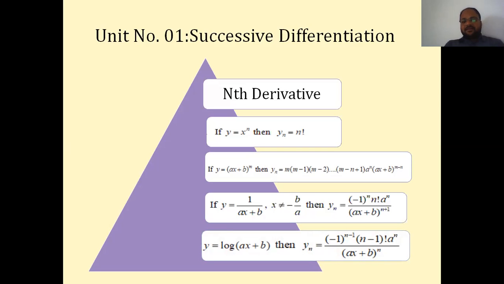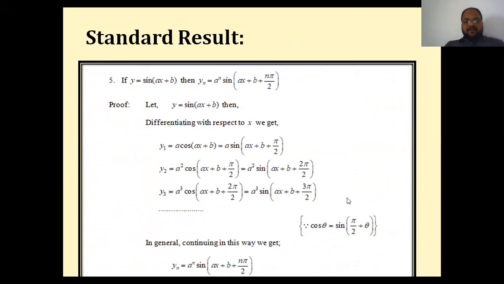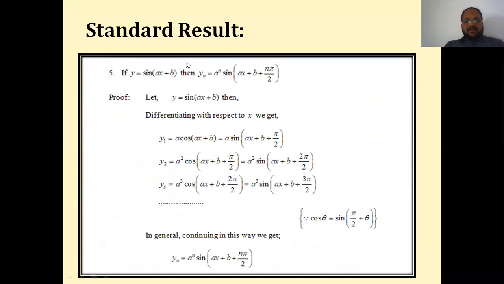Now there are some other results which are based on this nth derivative. So one by one we will see our result number 5: if y is equal to sine of ax plus b, a trigonometric function, then the nth derivative of this given function is a raised to power n sine of the angle (ax plus b plus n pi by 2). Okay. So look at this.